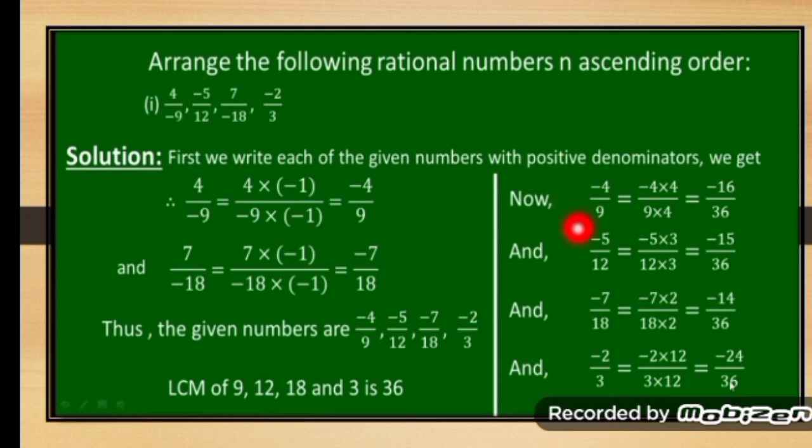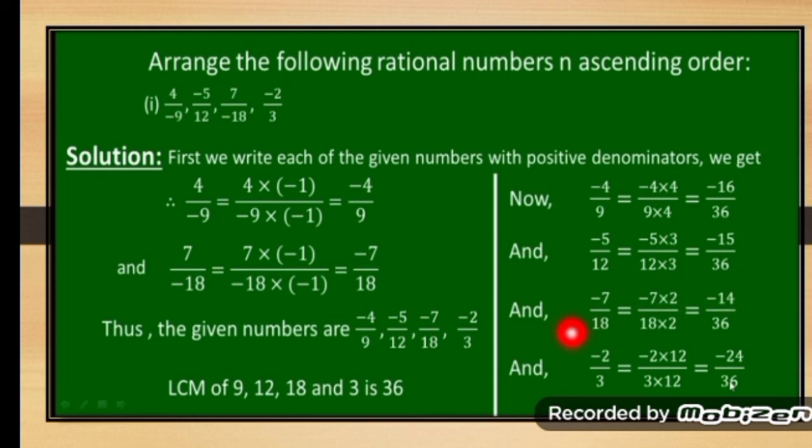Minus 4 by 9. To make 9 equal to 36, we will multiply both numerator and denominator by 4. And after multiplying by 4, we get minus 16 by 36. To make 12 equal to 36, we will multiply both numerator and denominator by 3. And the rational number after multiplying will be minus 15 by 36.